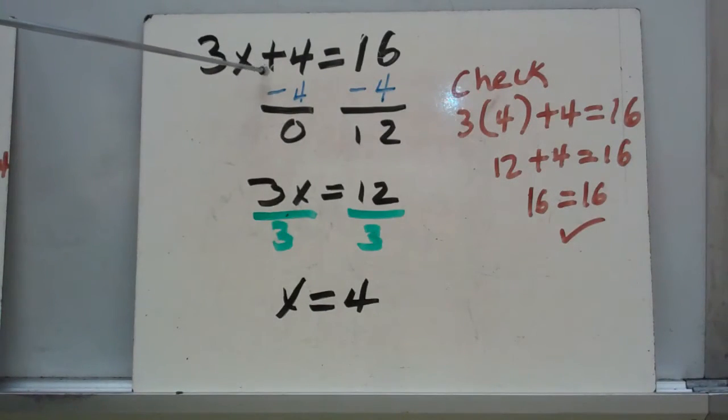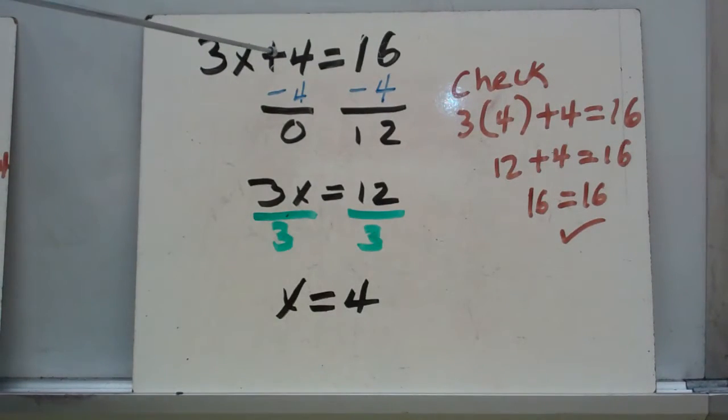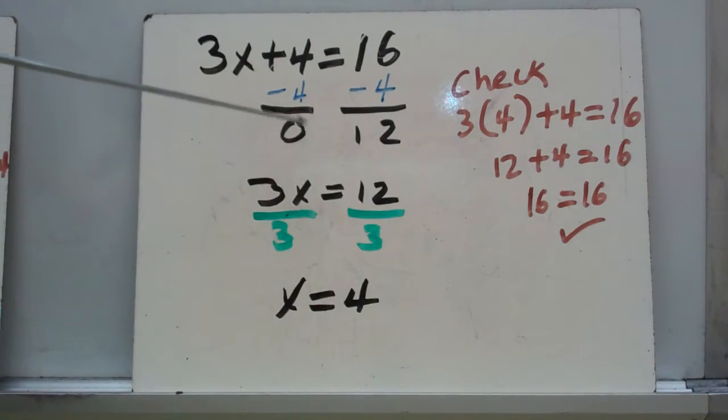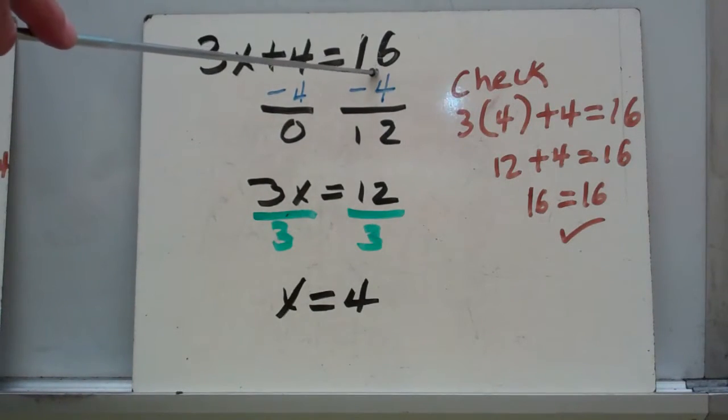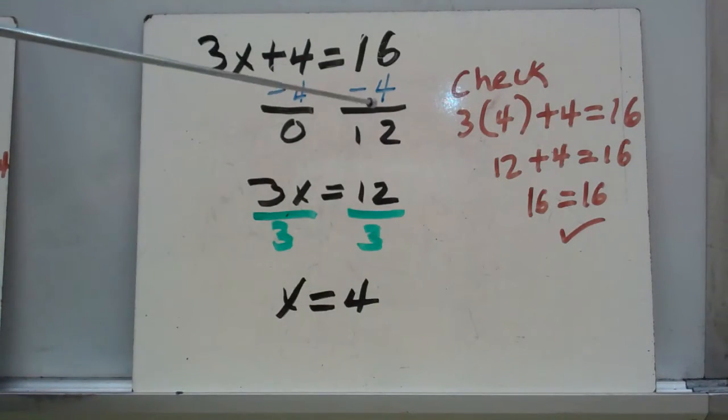So here we have a plus 4, and we need to get rid of that. So in order to get rid of that, we're going to do its inverse operation. We're going to subtract 4. So 4 minus 4 is 0. And then remember, we have to keep the balance on our equal sign. So we've subtracted 4 here. We need to subtract 4 on the other side as well. So 16 minus 4 is 12.